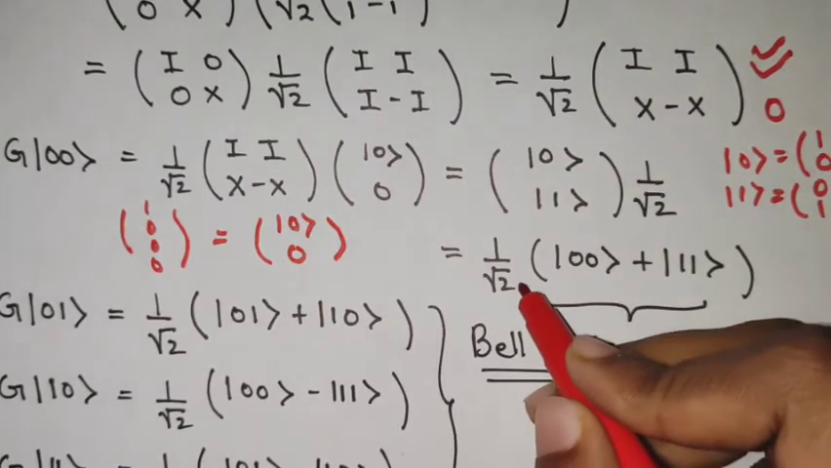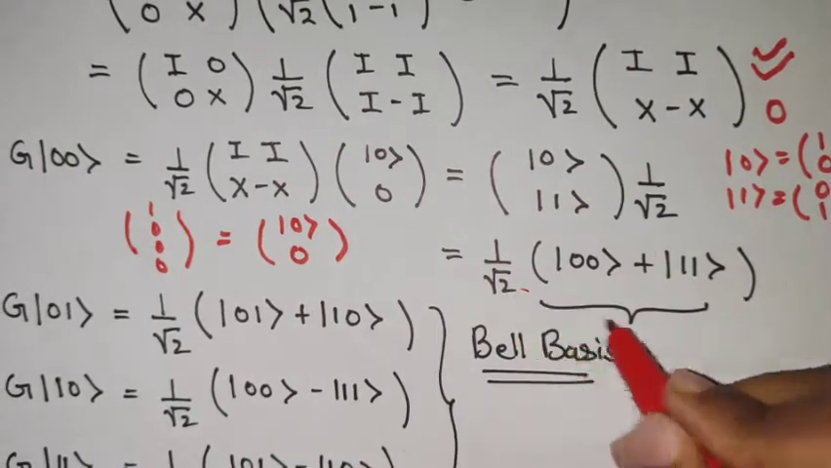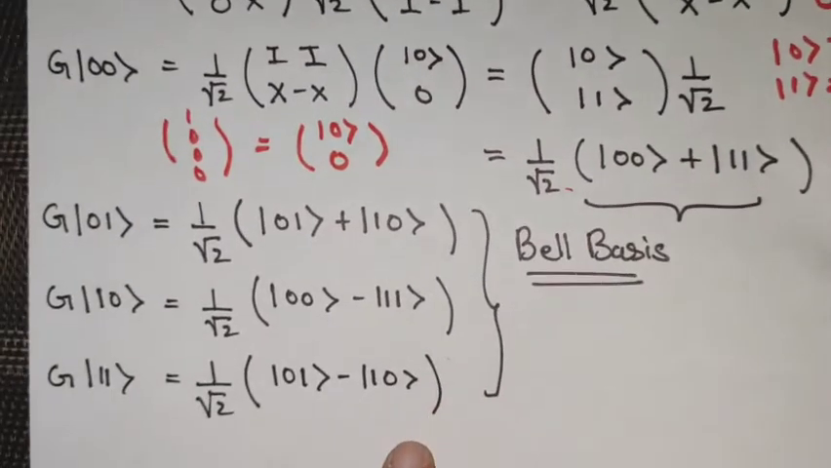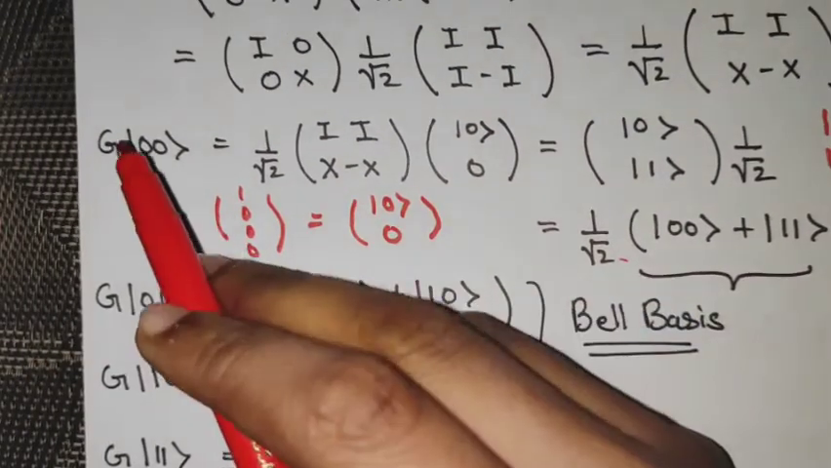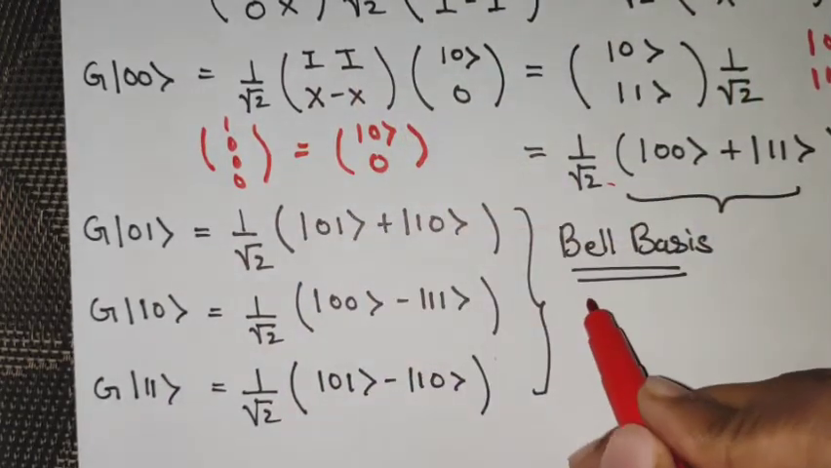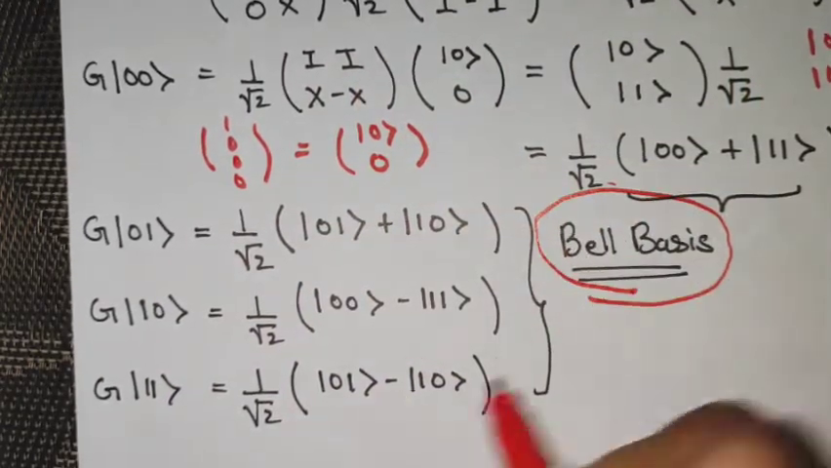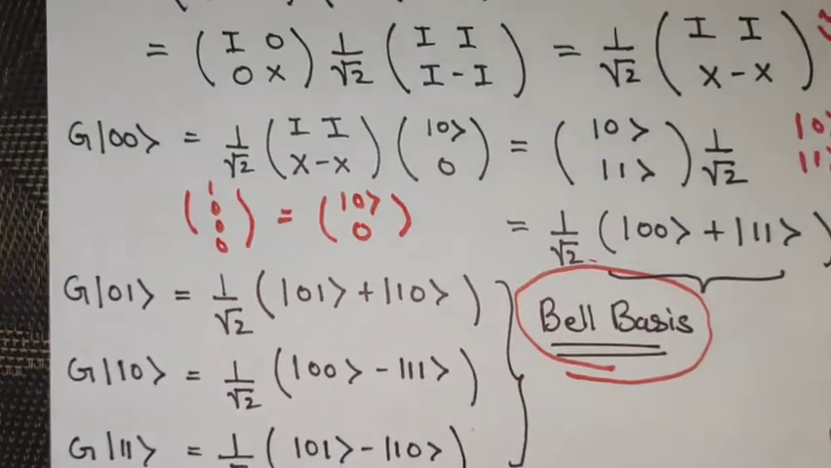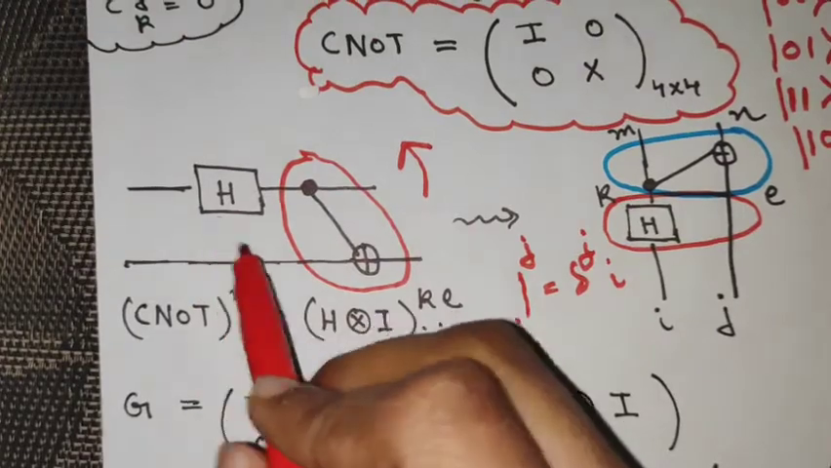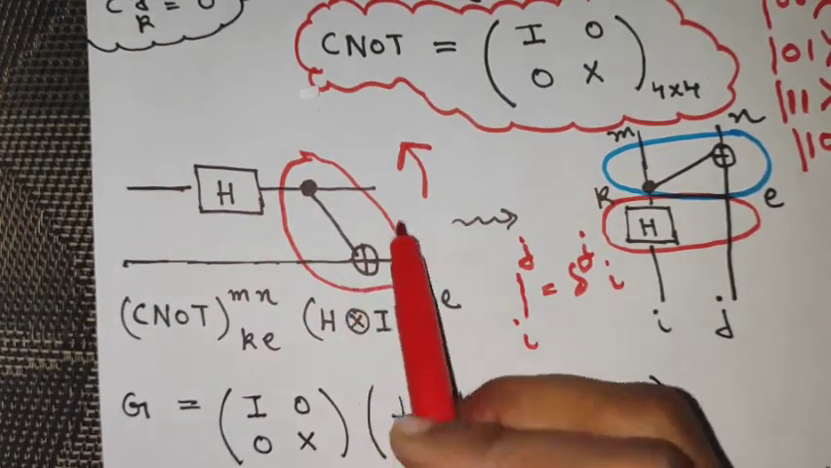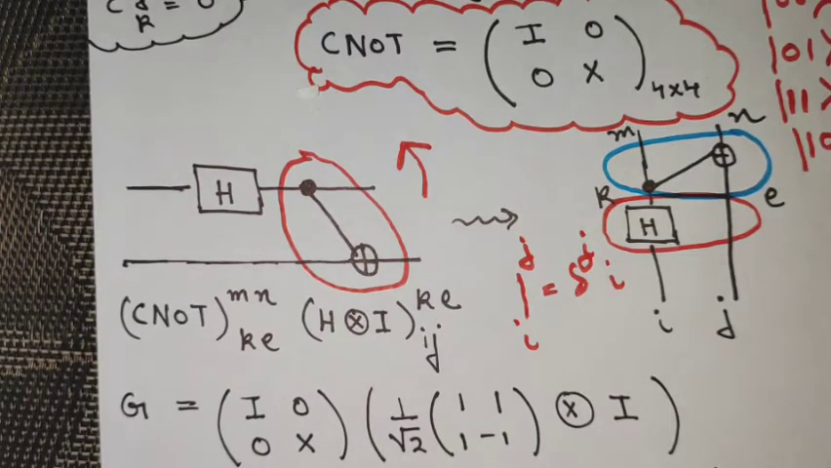is a Bell state. So this is an entangled state, which is the Bell state. Now you can apply this gate to 0 1, 1 0, and 1 1. You will get the entire Bell basis. This basis is important for performing quantum teleportation and all those things. We see that this particular gate is producing this basis, which has a Hadamard gate and a CNOT gate associated to it.